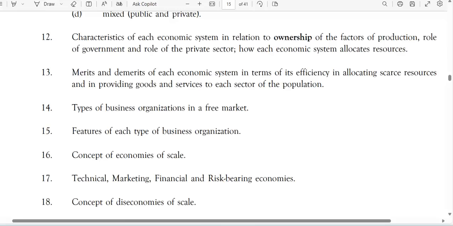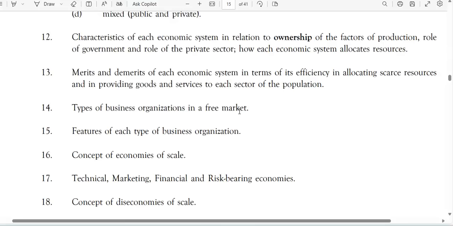So the first type of business organization in a free market is a sole trader. Characteristics of a sole trader are: simple to start and operate, the owner has full control, unlimited liability, meaning personal assets are at risk.